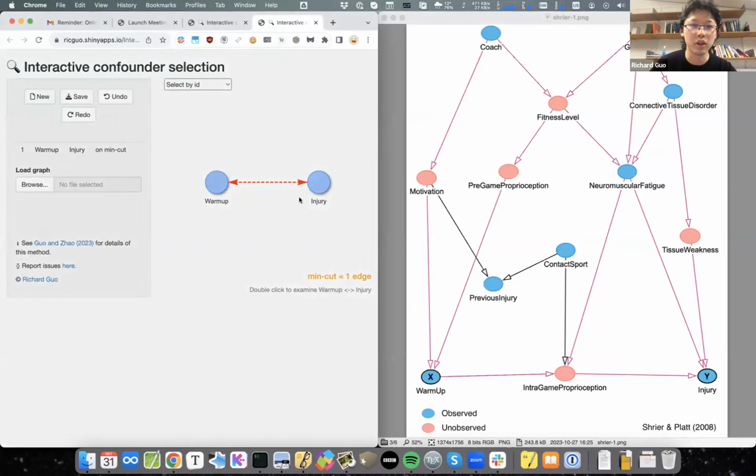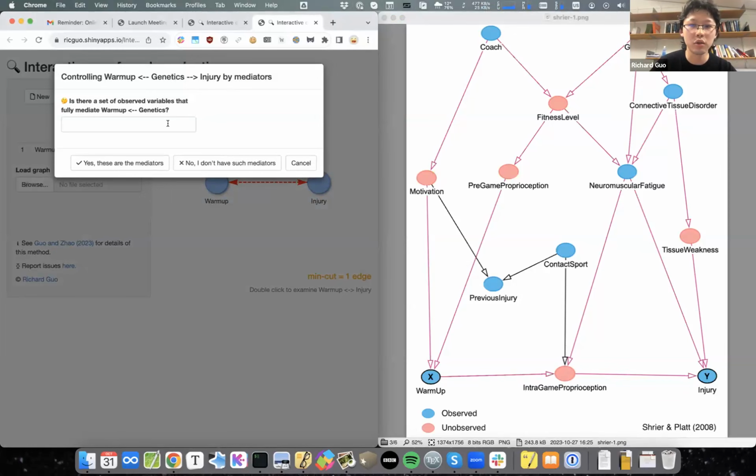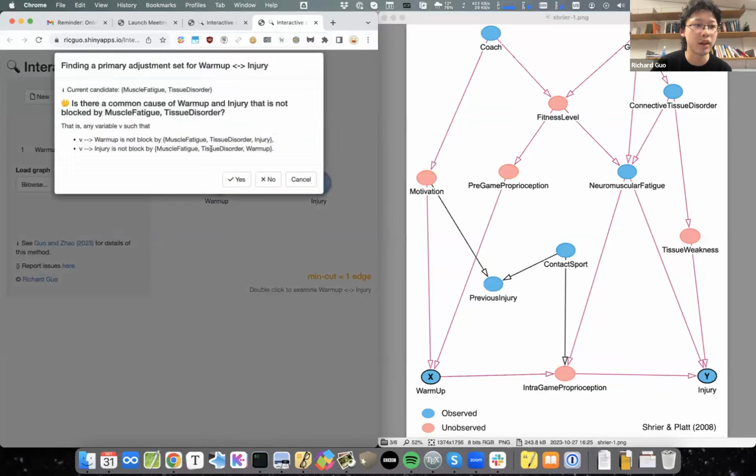Genetics is not observed. So genetics to warm-up, no, I can't find mediators. But for genetics to injury, there are two mediators that fully mediate. One of them is muscle fatigue. The other one is a new one, the tissue disorder. So I just key in tissue disorder. So I think these will suffice. I click, these are my mediators.